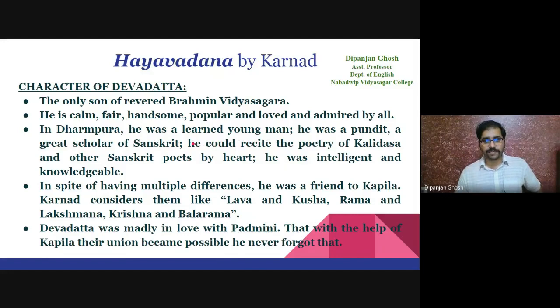He was a learned person. He was a Pandit. He could read the great Sanskrit literature. Okay, he was intelligent. He was knowledgeable. So you will find that the projection of Devadatta, as it has been made by Girish Karnad in Hayavadana, is somehow of a good status, of a good outlook, of a good perspective, you see.